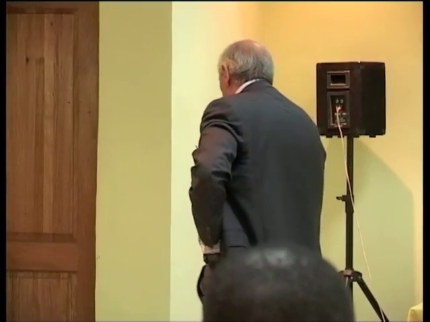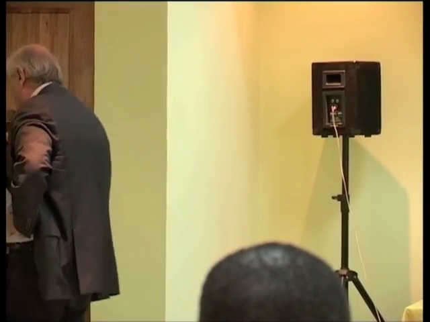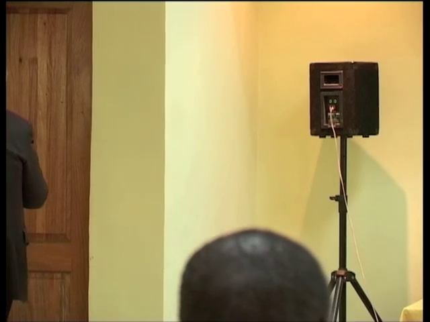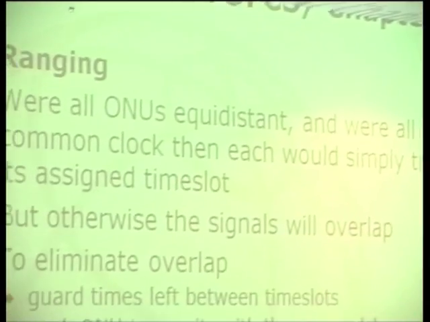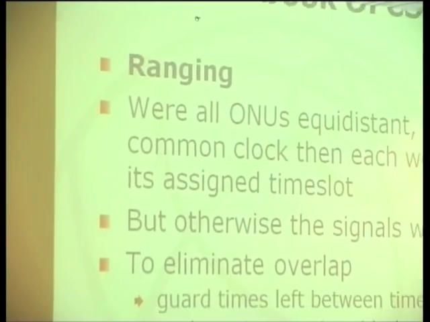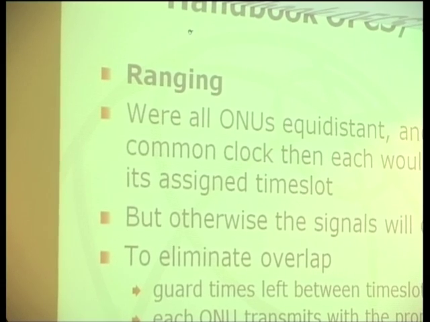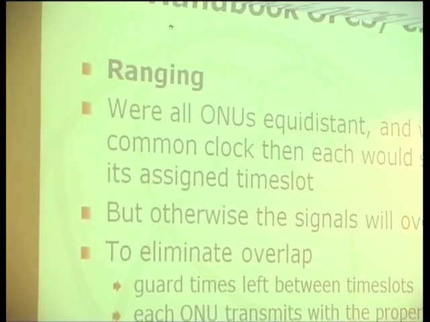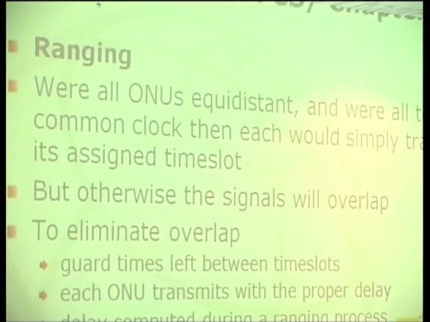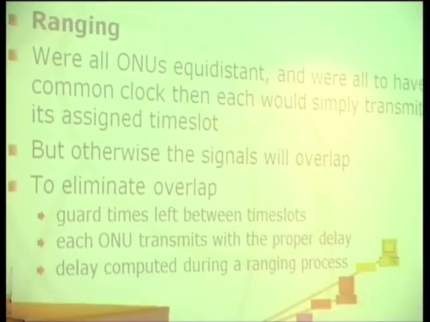Ranging. This is an important part of the protocol. I told you that the ONUs could stay at different distances from the OLT, so a mechanism should be provided by the protocol to understand what is the real distance and what is the proper timing for that distance. What do I mean?